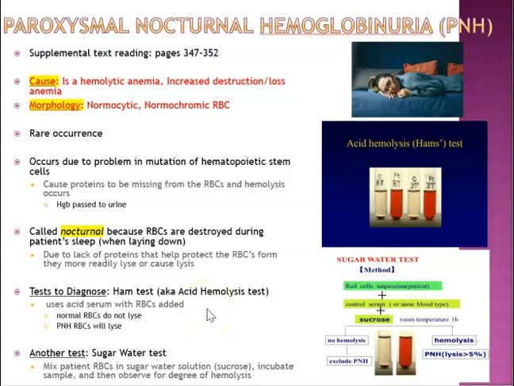Another test is the sugar water test. You mix the patient's red blood cells with a sugar water solution, or sucrose, and you incubate the sample, and then you observe for the degree of hemolysis. Again, you mix your sample. Some use serum as your control, and your sucrose, and then if it has hemolysis, it's positive for PNH. No hemolysis, then it's negative for PNH.